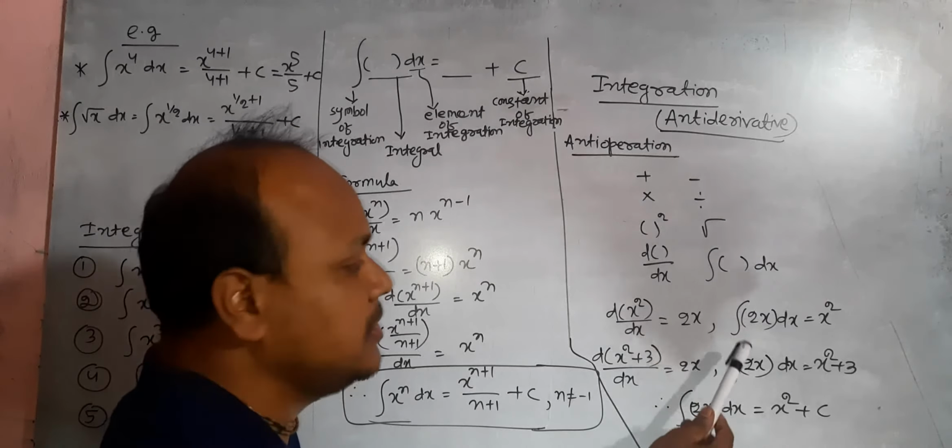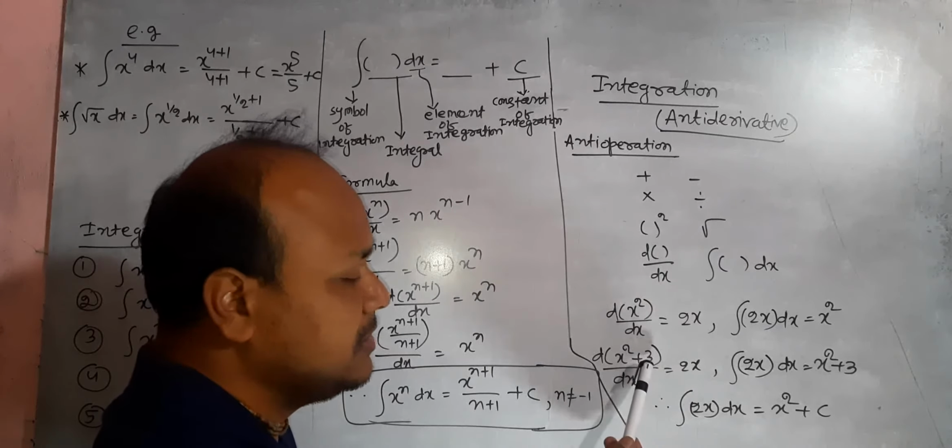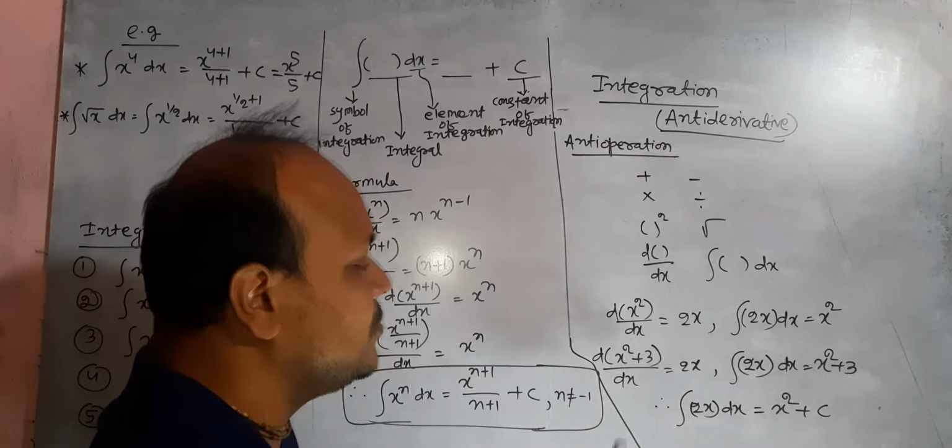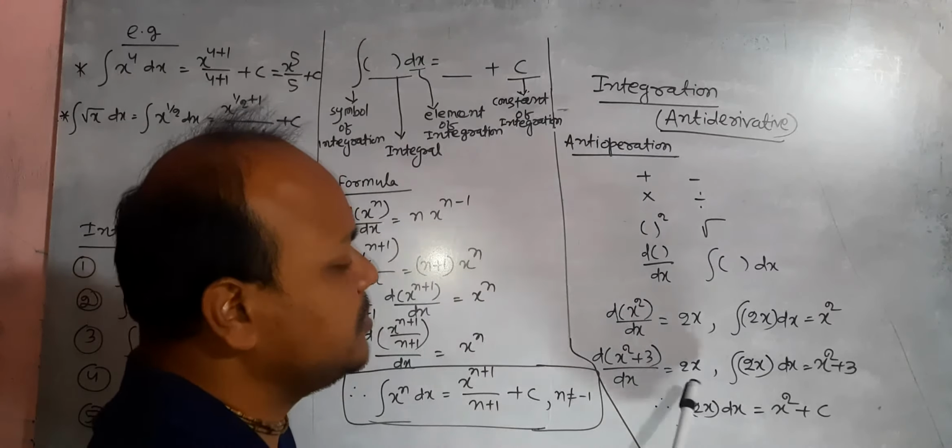Okay, another example, if there is x square plus 3, the derivative of x square is 2x and the derivative of 3, since this is a constant, is 0. So the derivative of x square plus 3 is 2x. So in this case, since the derivative of x square plus 3 is 2x, the integration of 2x is x square plus 3. If there is 100, we have to write x square plus 100.